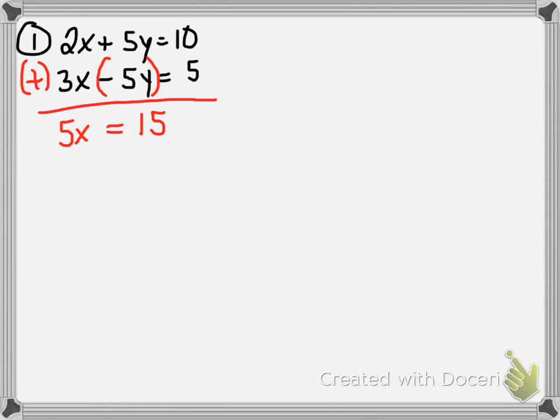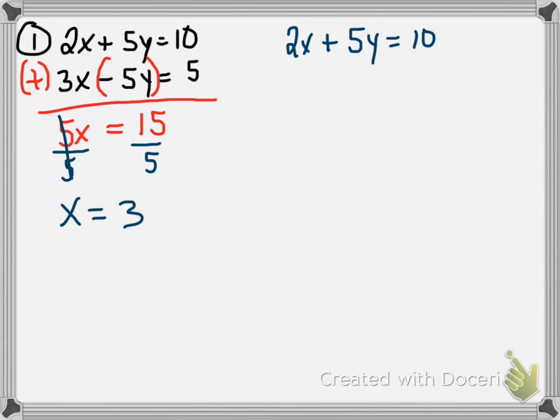Alright, so the next step was to solve. We're going to solve this by dividing by 5. We end up with x is equal to 3. And then the last step was to substitute back into one of the equations and solve for the second variable. So I'm going to take the first equation and substitute in x is equal to 3 and solve.